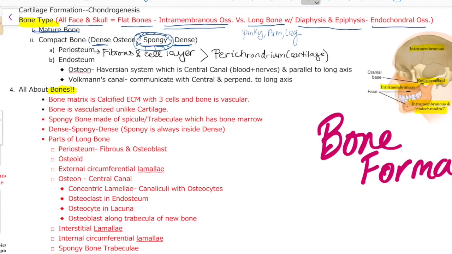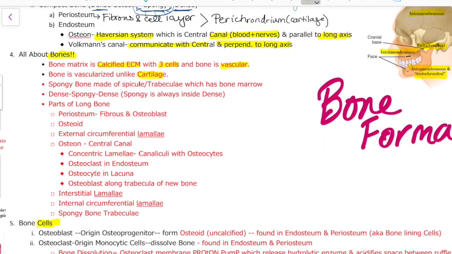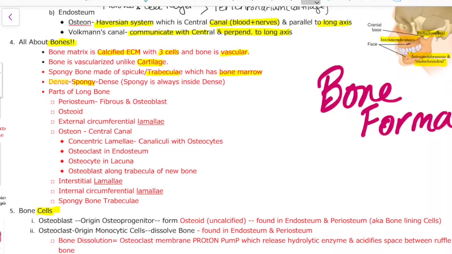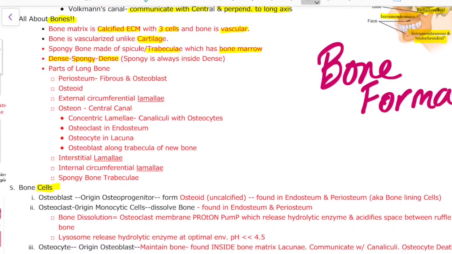You have the compact bone with the osteons, and the osteons have the Haversian system. These canals contain blood vessels and nerves, and they always run parallel to the bone, whereas the Volkmann canal carries nutrients and communicates perpendicularly to the long axis, or perpendicular to the Haversian system. Now, bone is a calcified extracellular matrix. It has three cells: osteoblast, osteocyte, and osteoclast. Bone is vascular, unlike cartilage, which is avascular. Spongy bone is made up of the trabeculae, which has the bone marrow, and you always have spongy bone in between two dense bones.